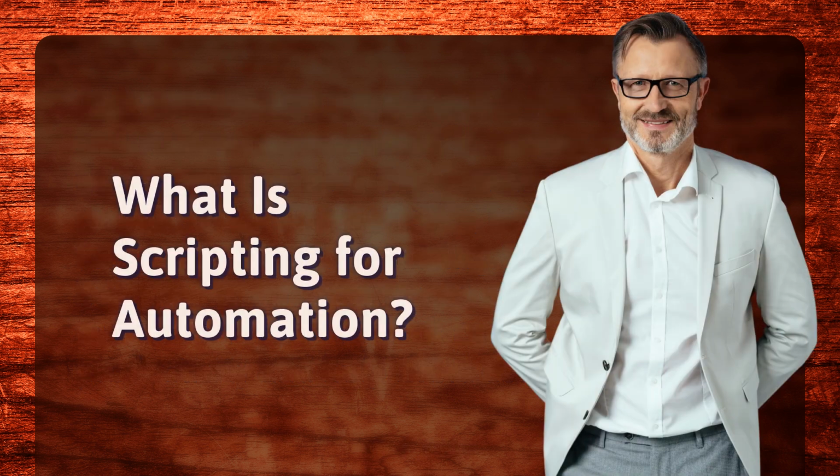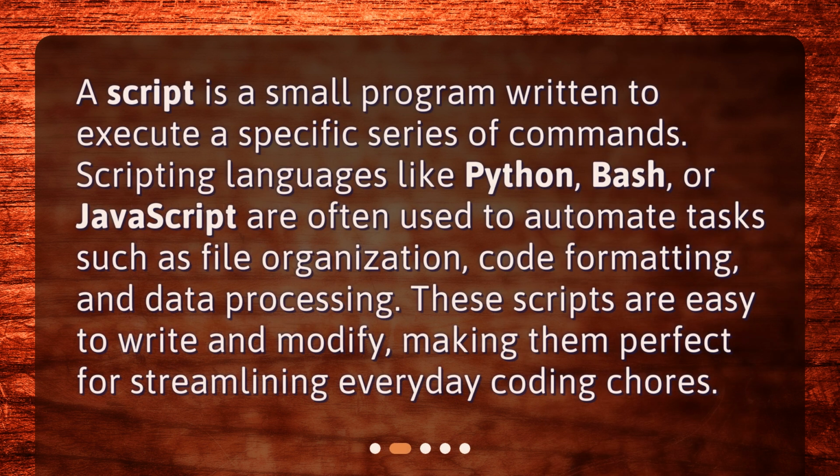What is scripting for automation? A script is a small program written to execute a specific series of commands. Scripting languages like Python, Bash, or JavaScript are often used to automate tasks such as file organization, code formatting, and data processing. These scripts are easy to write and modify, making them perfect for streamlining everyday coding chores.